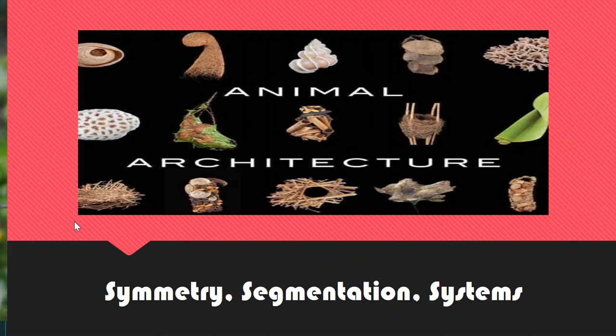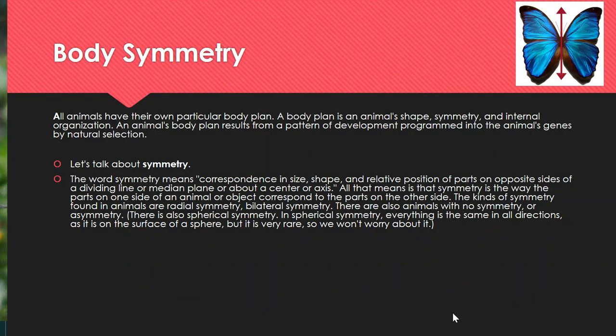In this lesson, we're looking at animal architecture. We're going to look at animal symmetry, animal segmentation, and animal systems. Body symmetry. All animals have their own particular body plan.